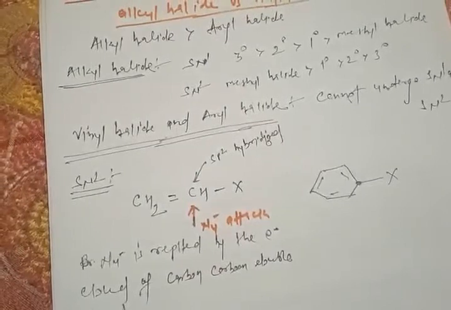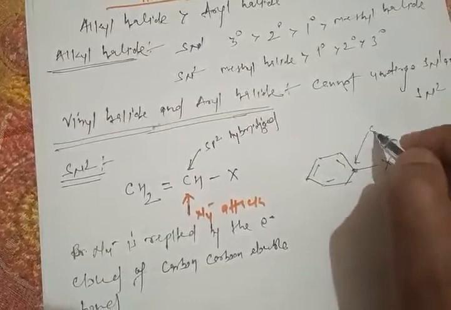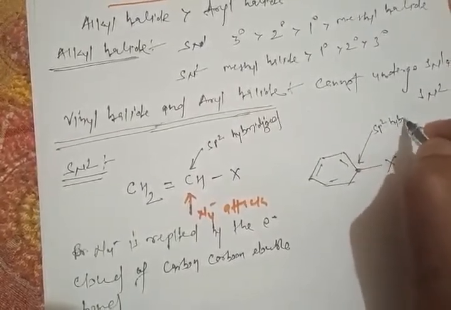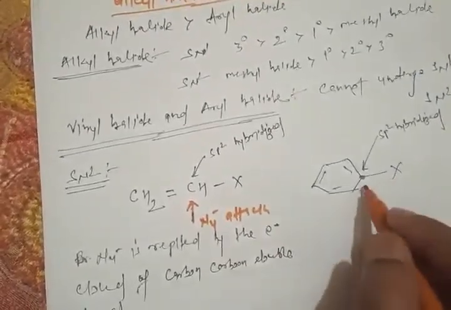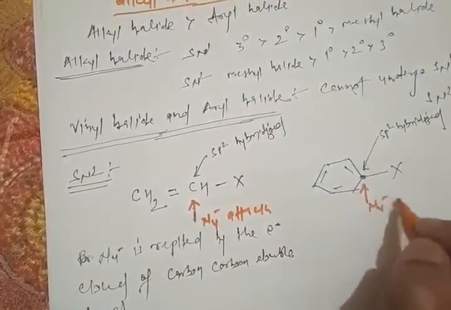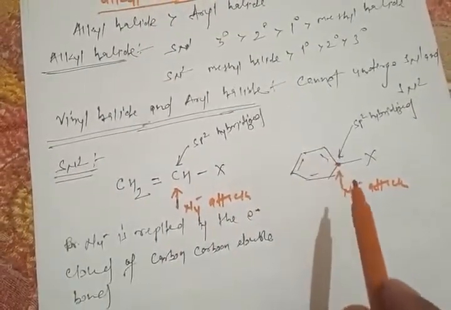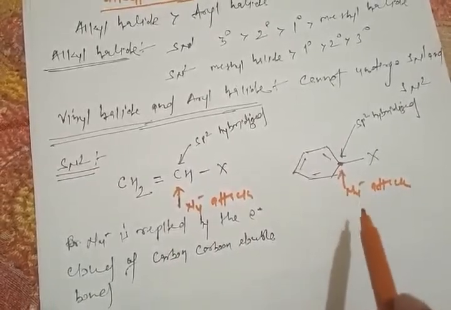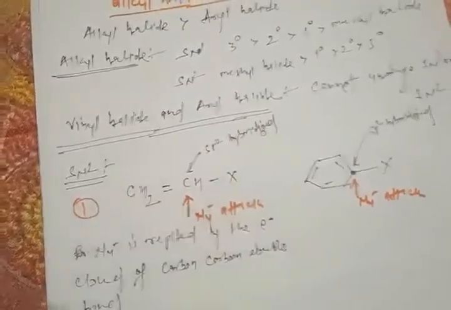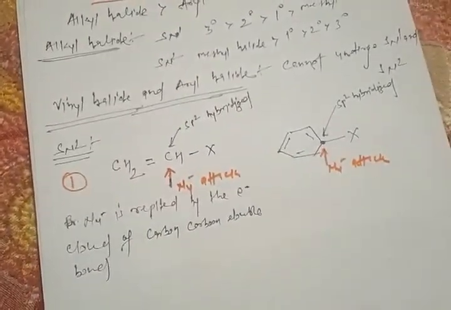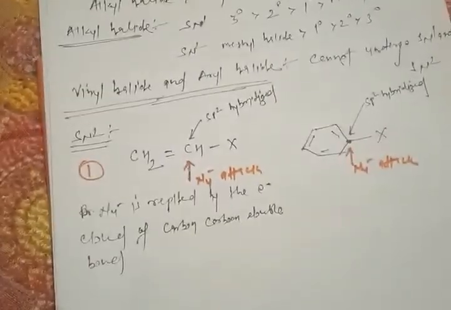So this carbon is what? This carbon is sp2 hybridized. Okay, this carbon is sp2 hybridized, and again the attack of the nucleophile will be done from this side, and the same theory applies. This pi electron cloud will repel the attack. Okay, so this is the first reason why vinyl halide and aryl halide do not show any SN2 type of reaction.